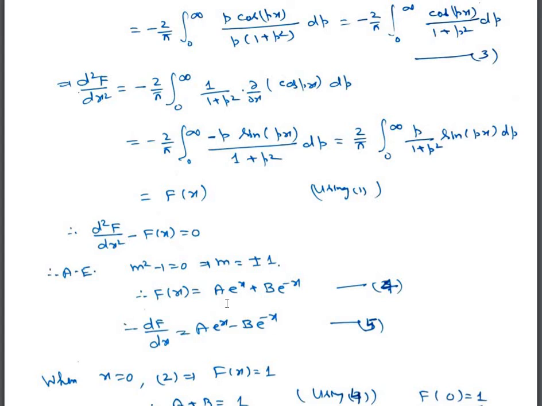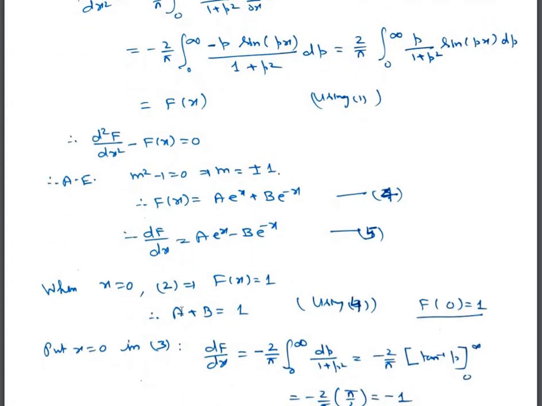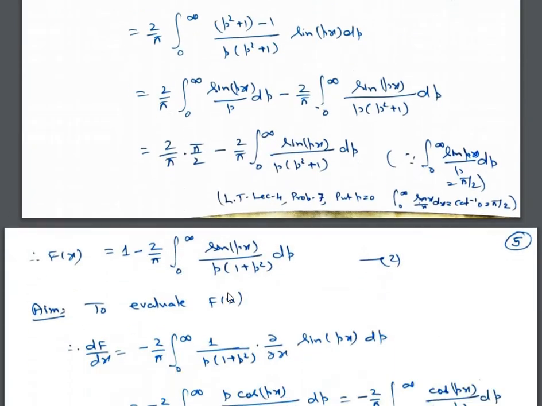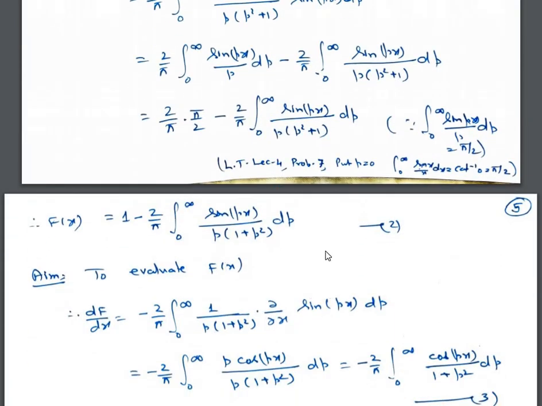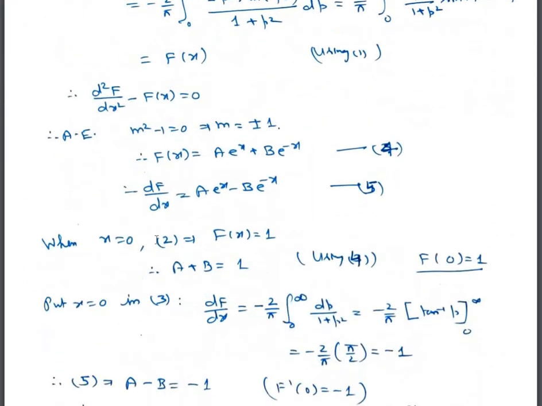Now we want to solve for a and b. When x is equal to 0, from equation number 2, the integral is 0. So f(x) is equal to 1 when x is equal to 0. So put x equal to 0 here, e to the power 0 is 1. Therefore a plus b is equal to 1.